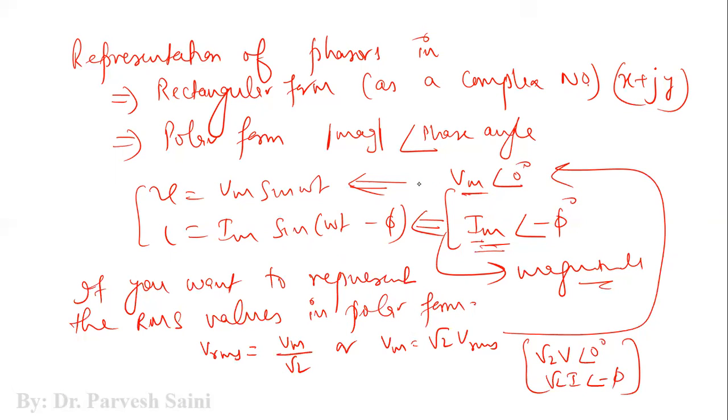So this was the objective of this particular lecture, so that we can understand how we represent the phasors in polar and rectangular form. What is the j operator? The j operator is nothing but the replacement of iota in electrical systems, right?